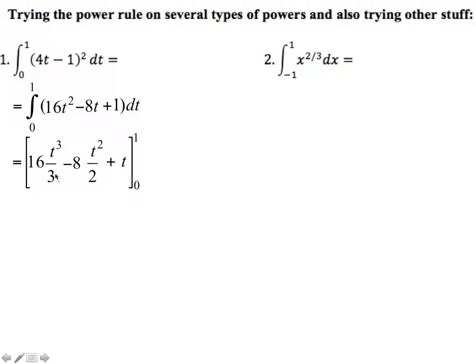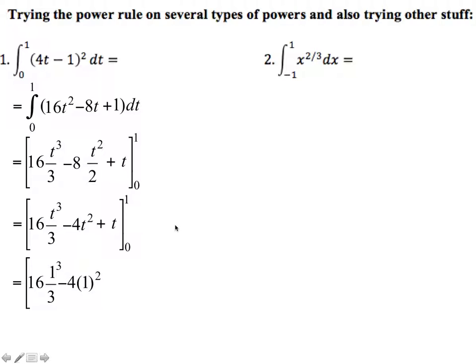Looking at this is 16 thirds. I can't simplify here, but we can simplify here. So let's go ahead and simplify that to minus 4t squared. And now we can go ahead and put in the numbers. So I'm going to go ahead and substitute 1 in here. So I've got 16, 1 cubed over 3, minus 4 times 1 squared, plus 1. And then I'm going to go ahead and subtract the expression when I substitute in 0. And notice when I substitute in 0 everywhere, each term ends up having a value of 0. So that whole right-hand side goes to 0.